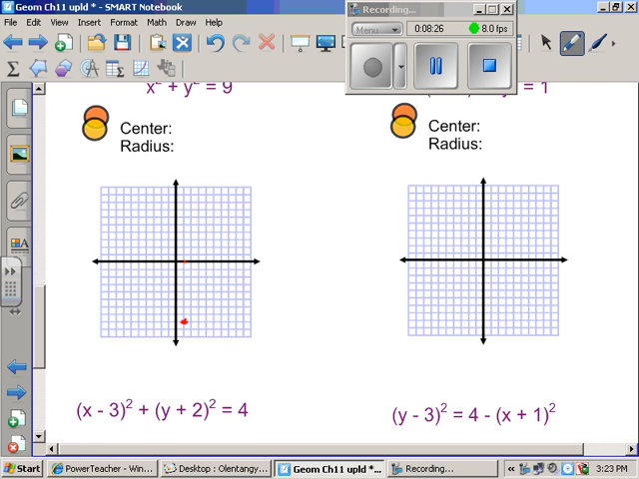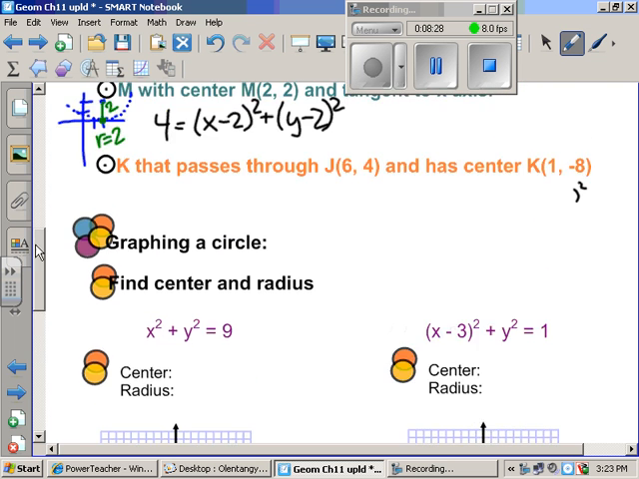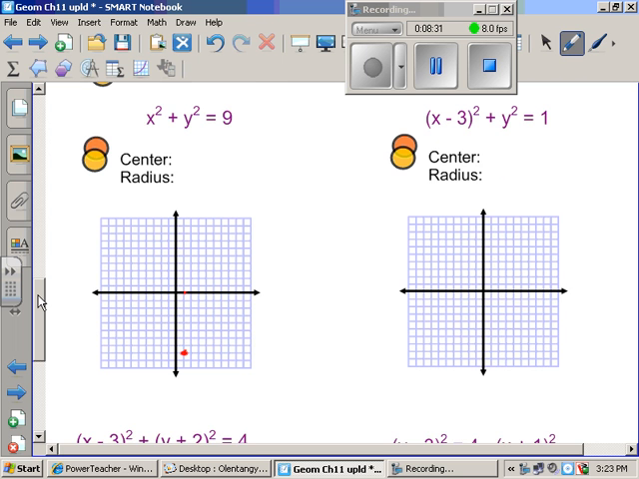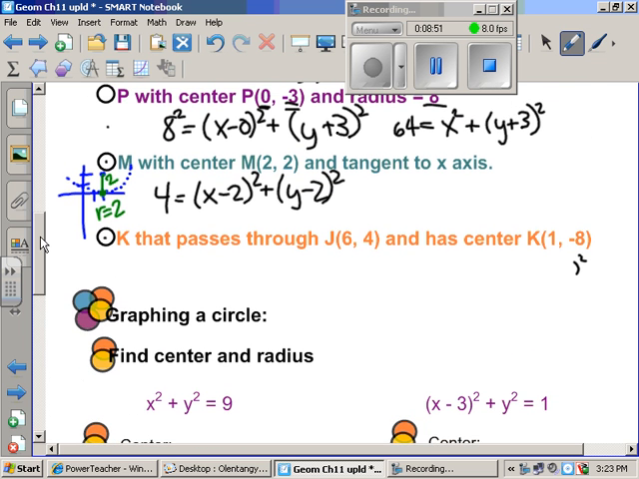And a point on the circle is at (6, 4). So 1, 2, 3, 4, 5, 6, then up 1, 2, 3, 4. So that's a point on the circle. You'll see that its radius is this big long line right here. But to write it into the equation of a circle, I need to know the length of that radius. So I'm going to use the distance formula to find the length between (6, 4) and (1, negative 8).